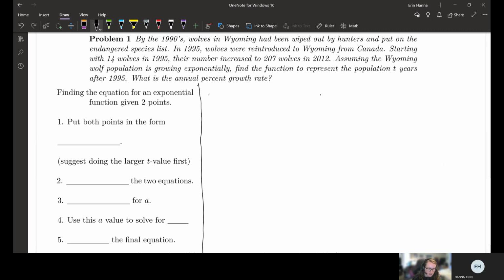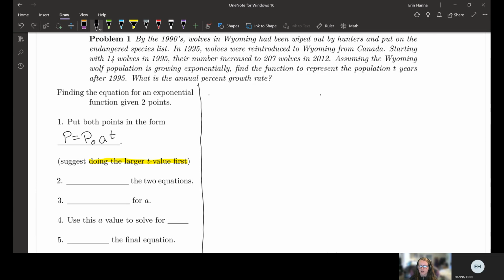So the first thing we want is to put both points in the form P equals P naught a to the t. And because I know the next step that's going to happen, I'm going to suggest that you put the larger t value first. So you put whichever is the larger t value in an equation first. So let's go ahead and do that here.